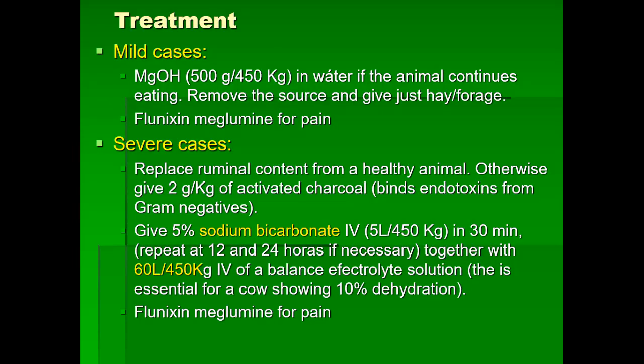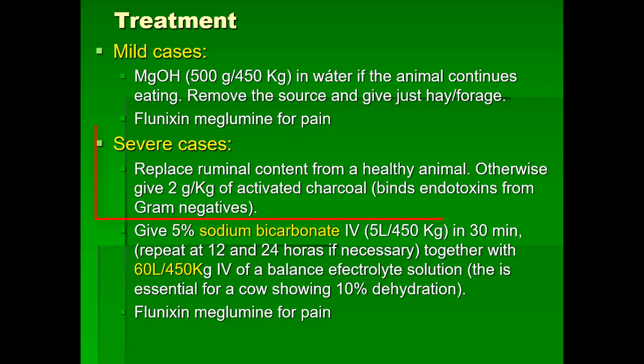Now, for mild cases, there is no need to replace that ruminal microflora from a healthy animal. So giving just magnesium hydroxide is going to counteract the lactic acidosis, and that may be enough. Obviously, the source should be removed from the diet and replaced with a good quality hay or forage. And a good drug for abdominal pain is Banamine, which, as you know, is flunixin meglumine.